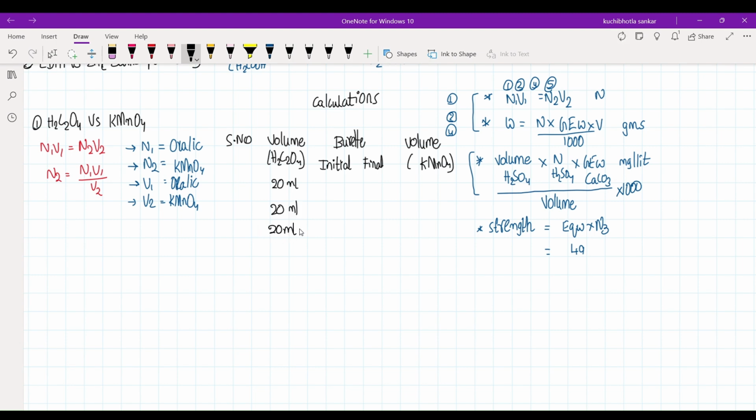You are going to do it 3 times, and the initial is 0 ml, 0, and the final amount will be recorded, and whatever you write in the final, the volume also you are going to write the same. So this is how a sample table is going to look like.